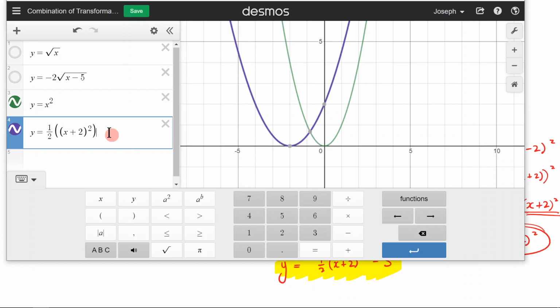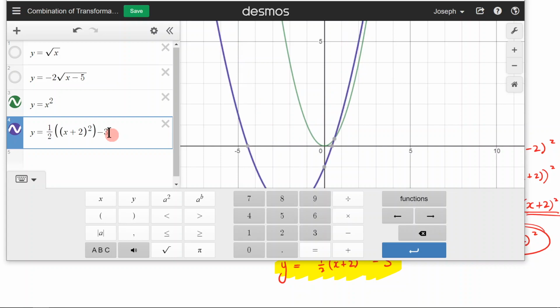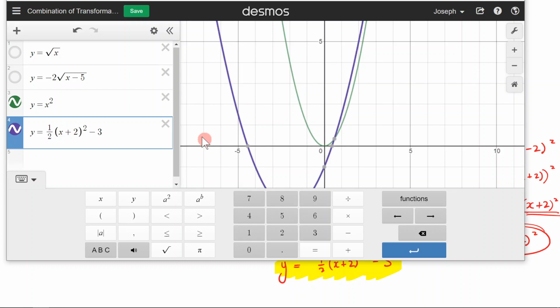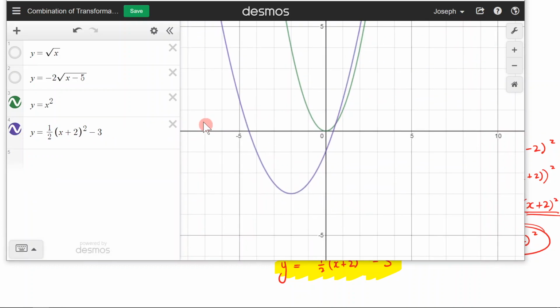And then the last thing we had was 3 units in the negative y direction, which is just minus 3. And then I actually don't need these brackets here. That is going to be my answer. So as you can see, I have dilated a half from the x-axis. I have reflected in the y-axis, which did nothing. I then moved it 2 left and 3 down. And that's exactly what we got here.